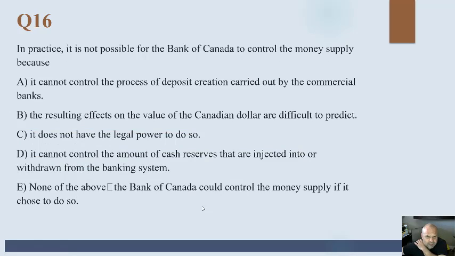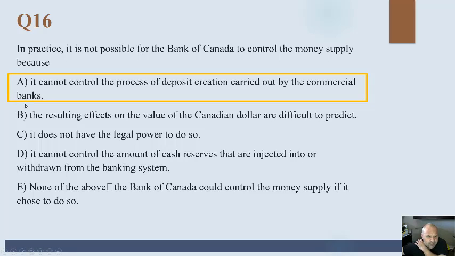In practice, we know it's not possible for the Bank of Canada to control the money supply precisely. We learned about this, and what did we learn? Do you remember why this is true? Hit pause and think about the answer. Okay, so the correct answer is A. Of course, the commercial banks decide how much of their excess reserves to lend out, and that is part of the whole money creation process.